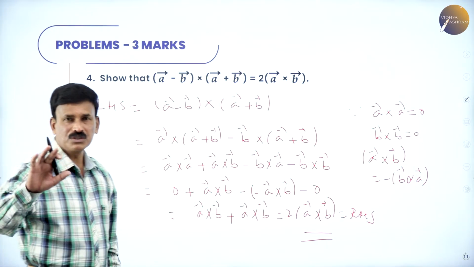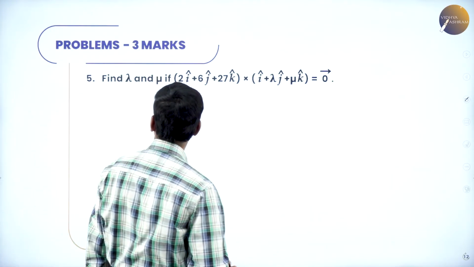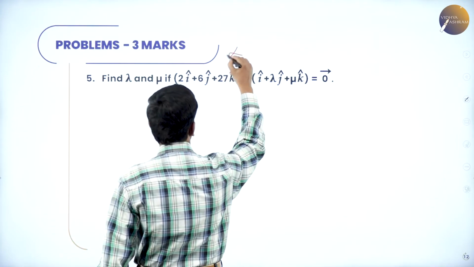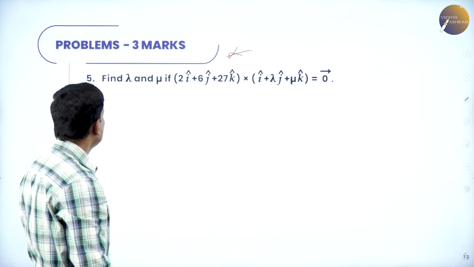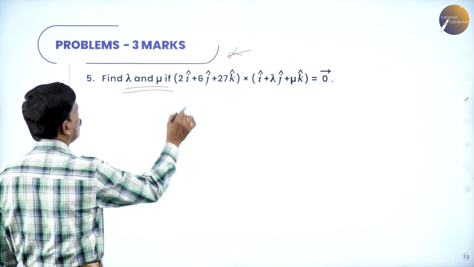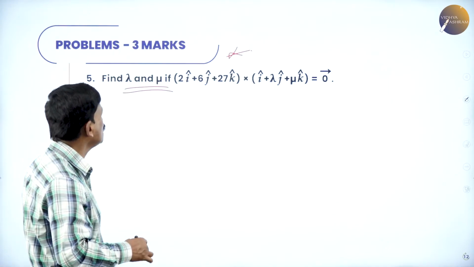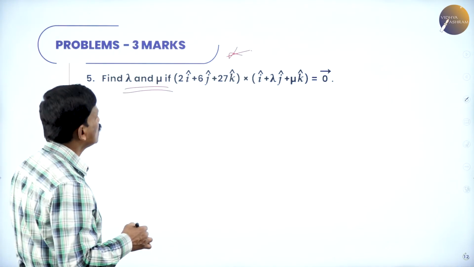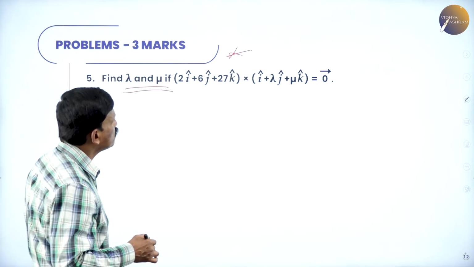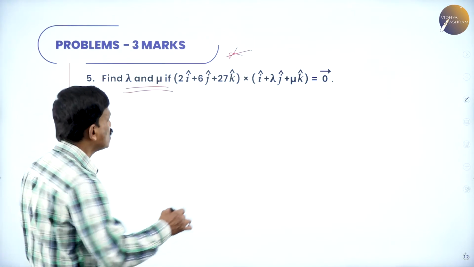Okay, followed. Now, let us come to the next problem. This is also a very important problem. Find lambda and mu, if (2i + 6j + 27k) cross (i + λj + μk) is equal to 0. Here the cross product is given.